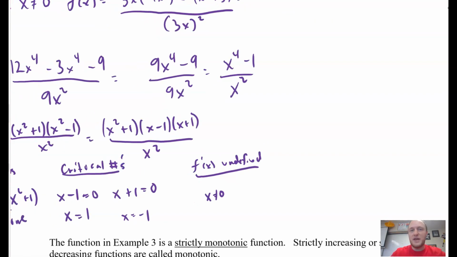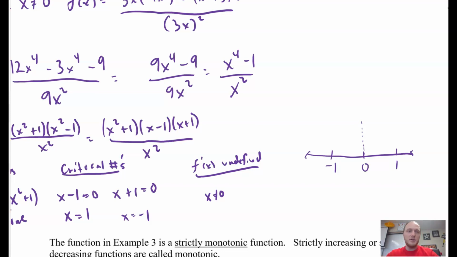Okay, now that I have all this wonderful information, what do we do with it? Well, we need to make a number line. Here are my values: negative 1, 0, and 1. What do we say is happening at 0? It's restricted from our domain. That is a vertical asymptote, so I'm just going to draw a line like that. And I have my other two critical numbers.